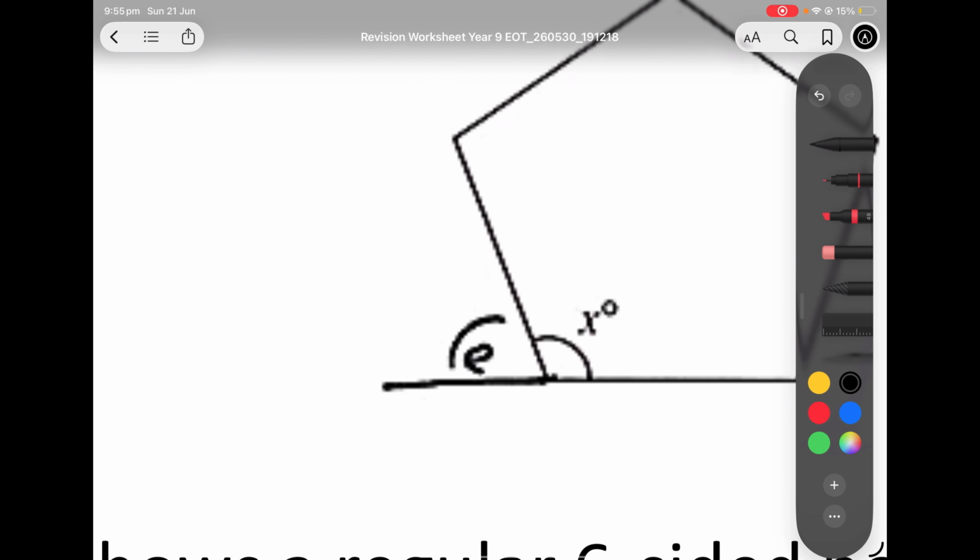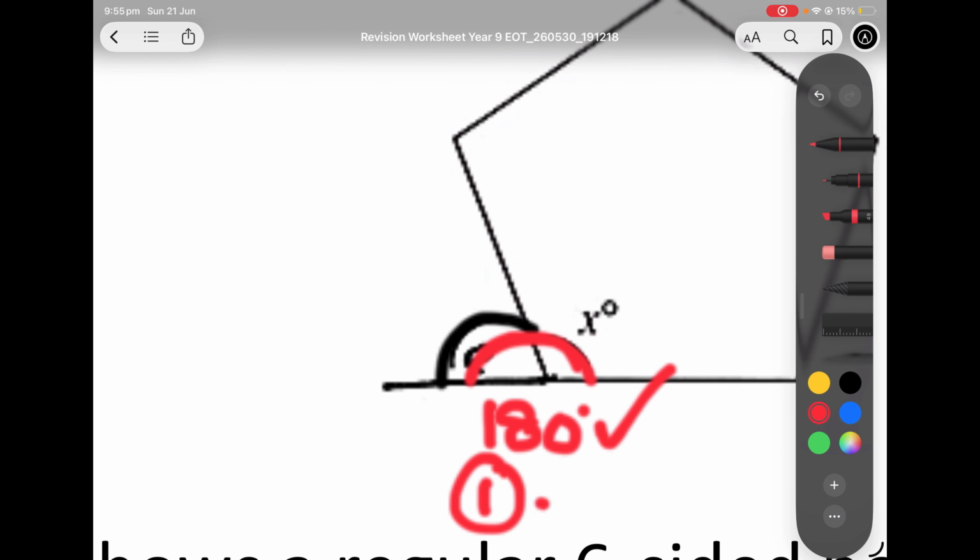When you have an interior angle and an exterior angle, the sum of one interior angle and the exterior angle is equal to 180 degrees. That is one. Very good. Interior plus exterior is equal to 180 degrees. That's fine, very well understood.